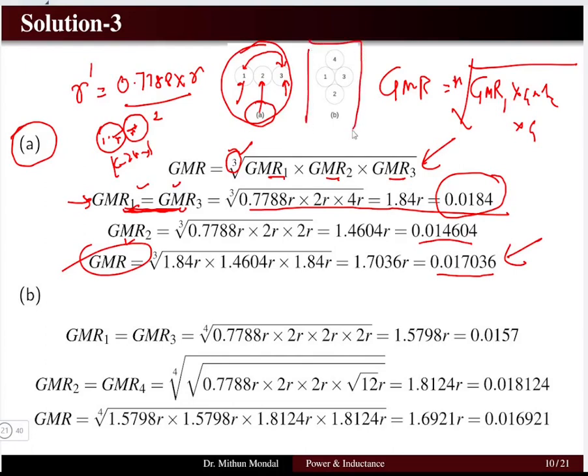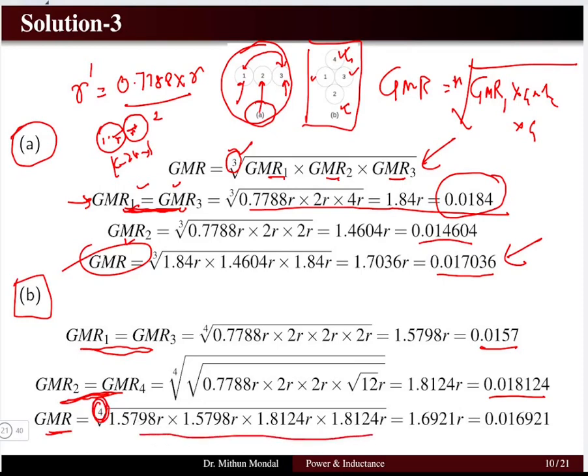Now if I go with configuration 2, here we see that 1 and 3 are equally placed, whereas 4 and 2 are equally placed. So both are having the same placement. So GMR1 is equal to GMR3 and GMR2 is equal to GMR4. I can calculate that separately, and I will get the result for GMR1 and 3 equal, GMR2 and GMR4 equal. Then I will calculate the net GMR of the conductor. Since there are 4 conductors involved, we have the fourth root of the product of individual GMR of 1, 2, 3 and 4. The answer is 0.016921.